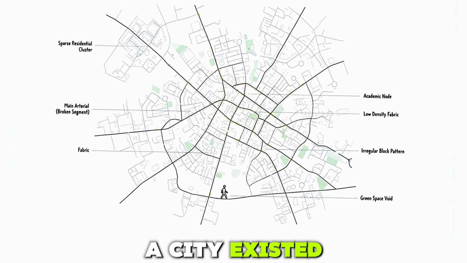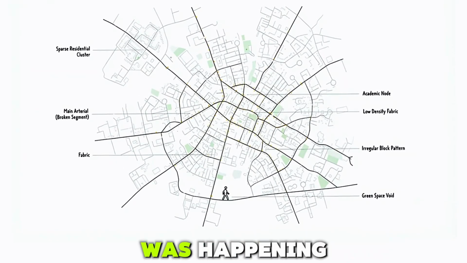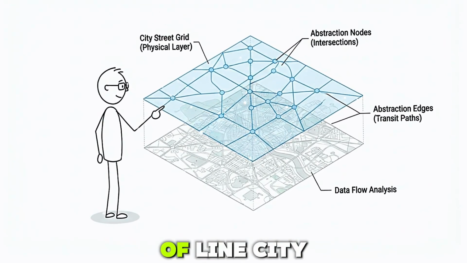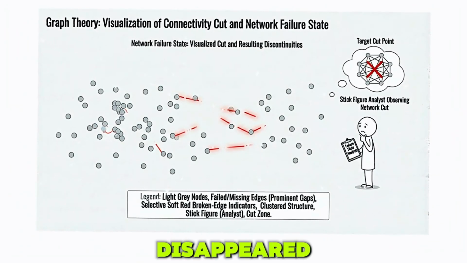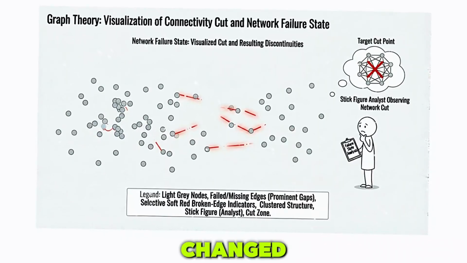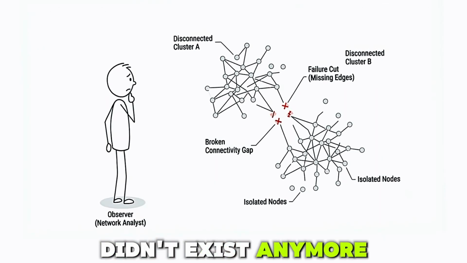A city existed where the lights never fully turned off, but something stranger was happening. One morning, Stickman opened the map of Line City and froze. The roads hadn't disappeared, but something far more disturbing had changed. Between certain locations, the roads simply didn't exist anymore.